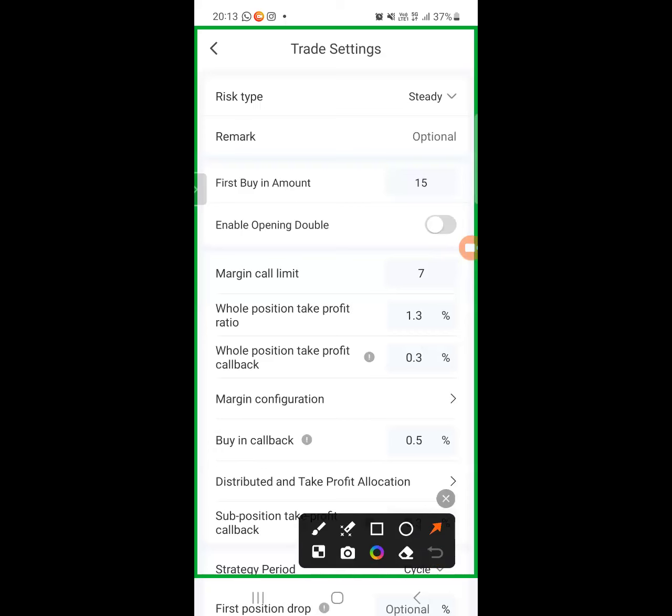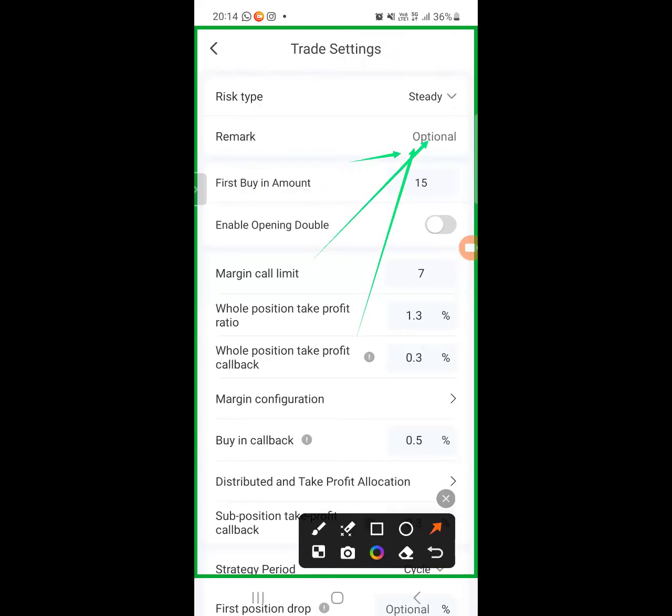But before you put the first buy amount, you have to give your strategy a name. You have to personalize it so that as a disciplined trader, once you go for it, you will know that this strategy is for this amount of money. This strategy is for this margin call. This strategy is for spot trading. This strategy is for future trading.